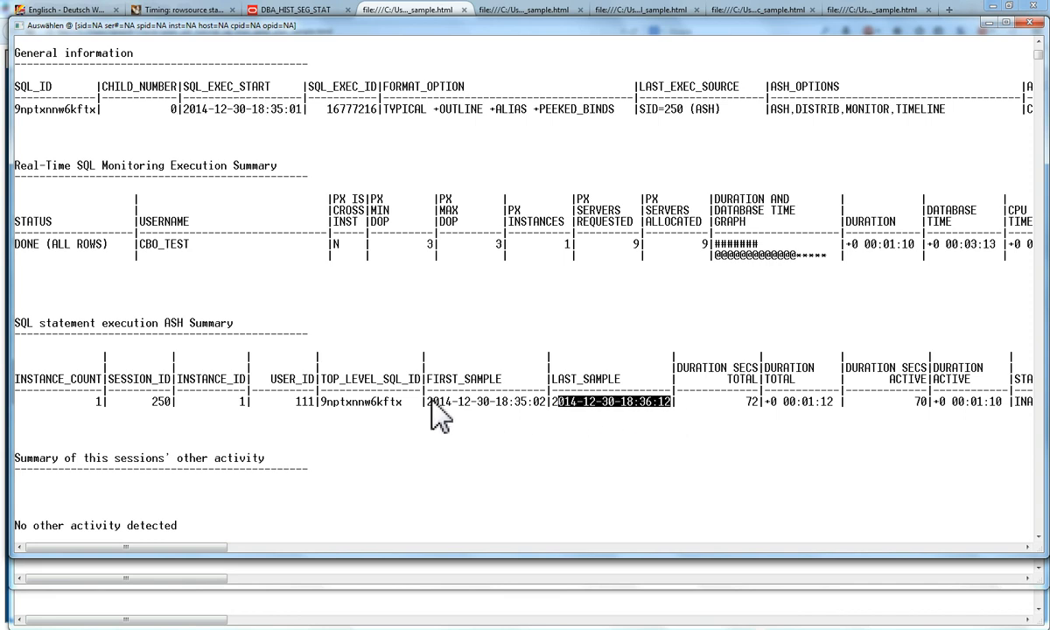So possibly you might have the case that the SQL execution started at some point and one or two samples might be missing from active session history. That happens sometimes.